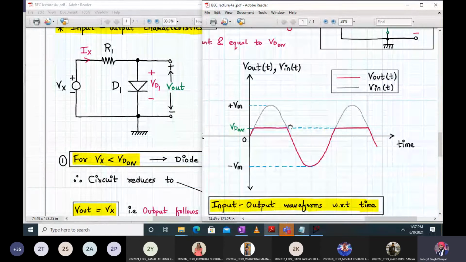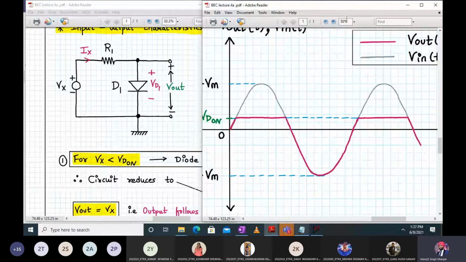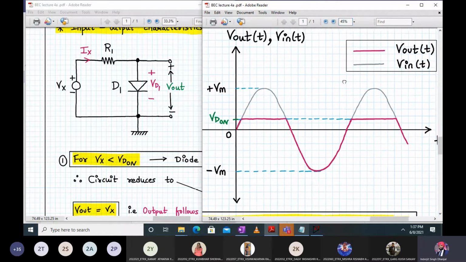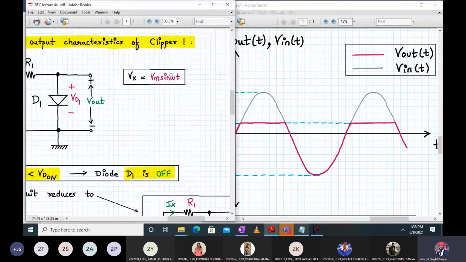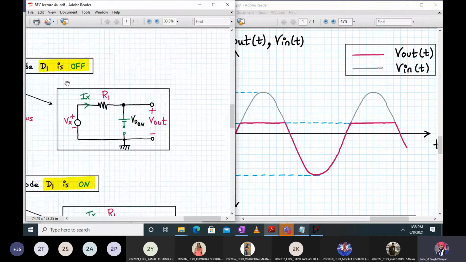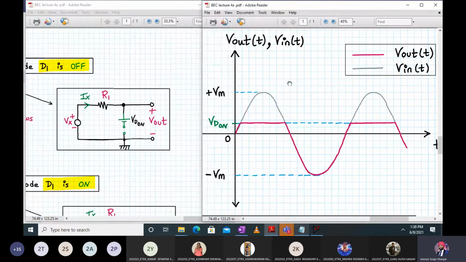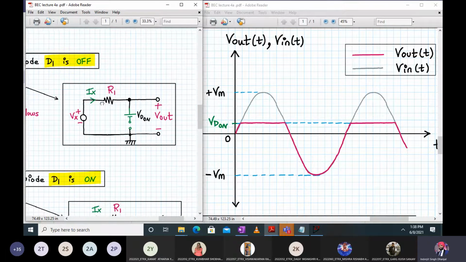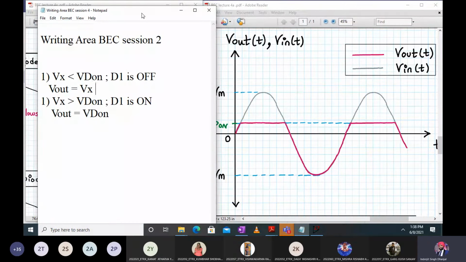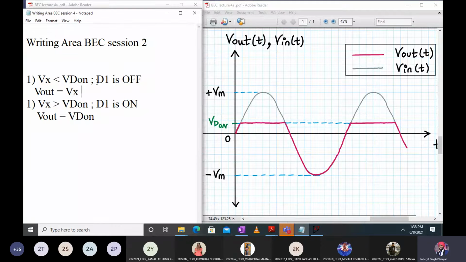So now let me keep this waveform slightly above like this. I hope it fits in the screen. Let me slightly reduce it. Yeah. So my gray color is my input, and my dark pink color is my output, correct? So here we know the conditions. When is the diode turning on? When is the diode off? When the input voltage Vx is less than Vd on, my diode is off and my output will follow the input.